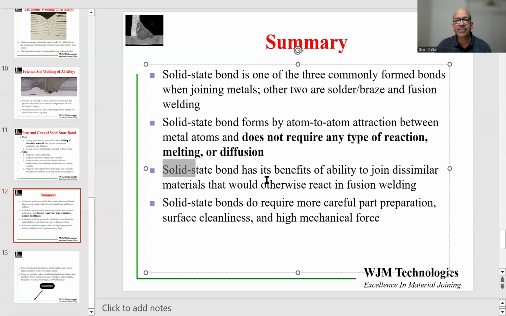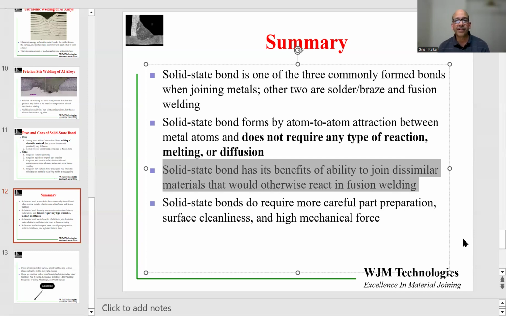Solid state bond has the benefit of the ability to join dissimilar materials that would otherwise react in fusion welding. A lot of metals are hard to weld to each other because they would otherwise react. So one of the ways to bond them together is solid state welding. The other ways are soldering or brazing, but then you introduce a third component whose properties may not be acceptable for the application of the bond. You can form a bond between aluminum and steel by explosion welding. You can bond copper to aluminum by ultrasonic welding, magnetic impulse welding, or explosion welding.